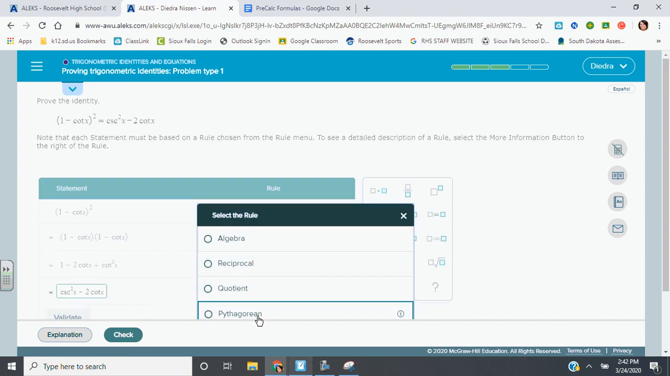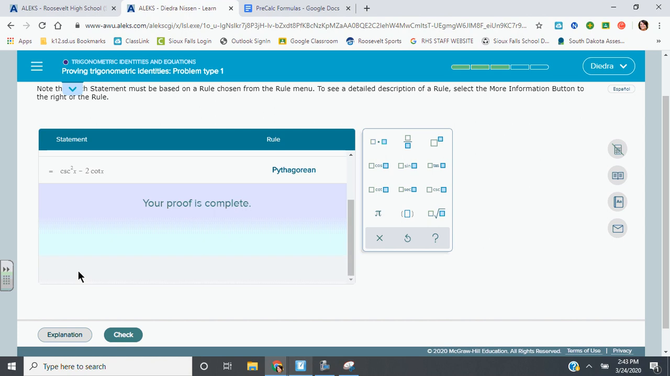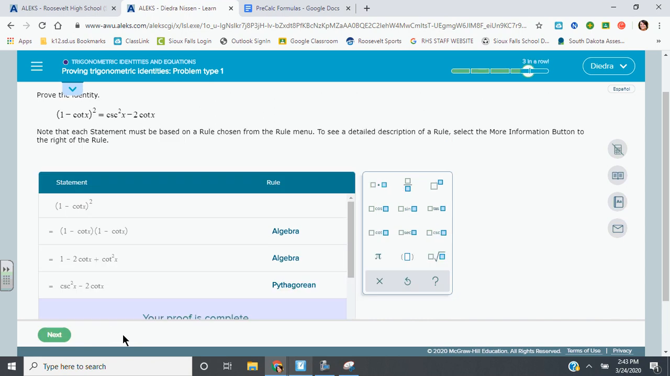Now, what I did was I just used that Pythagorean identity. So I'm going to hit validate. I'm going to see if it works. And it worked. So you're not going to have to put those next to each other necessarily before you go ahead and substitute. If they're separate from each other, you can substitute on that one step. And then you can hit check.